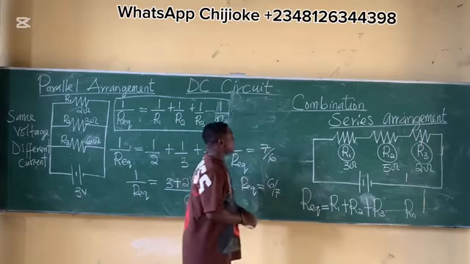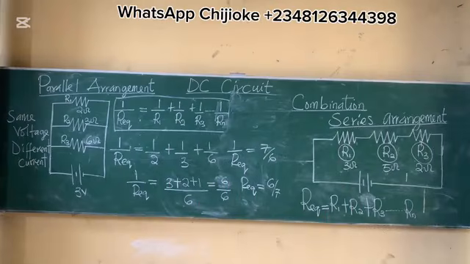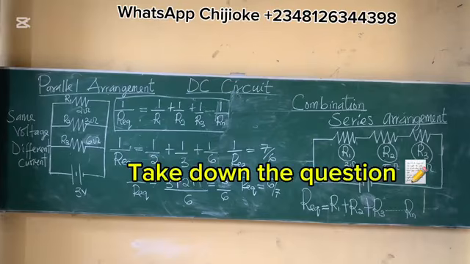Let's see a typical example on equivalent resistance. I'm going to solve one with you from a past question, and you will solve the second one. Both of them are easy. So, question 1: calculate the equivalent resistance and the current across R1 and R4 in the circuit below.